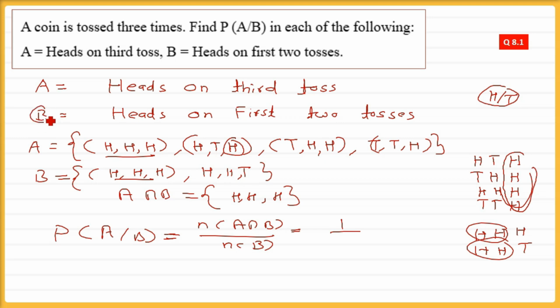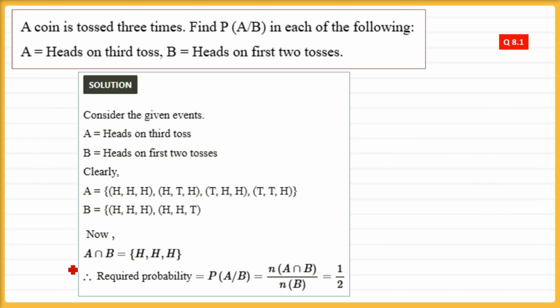And A intersection B is what? It's only 1. Only 1 we got, but N(B) is 2. So 1 and 2, this is how this will be done, and these are all the combination questions. Basically, if you can make this set, the probability finding is quite easy.